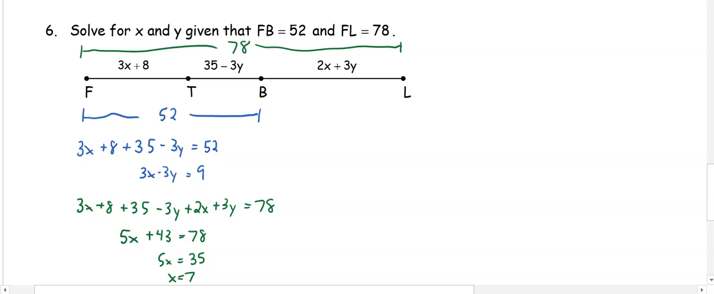Once I know x is 7, I can substitute into our other equation. So 3 times 7 minus 3y is equal to 9. 21 minus 3y equals 9. We can subtract 21, so negative 3y is equal to negative 12. When we divide, y is 4. So we have x is 7 and y is 4.